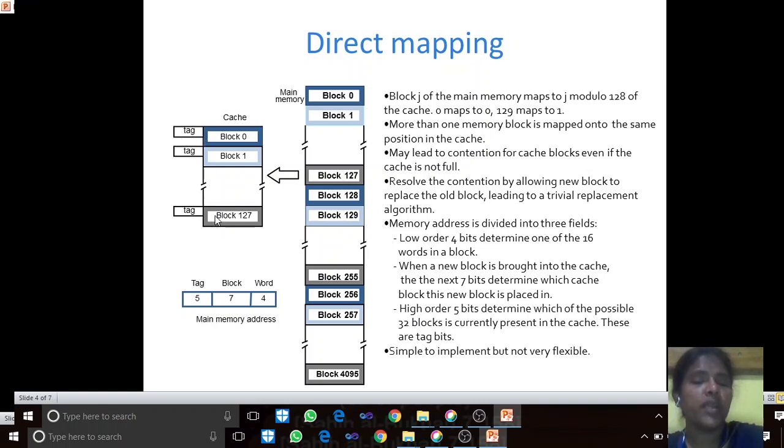So 128 divided by 2 is, so it is not 128. So it is the high order 5 bits, which is represented by 2 to the power 5, which is 32. So 32 blocks are currently present in the cache. These are the tag bits. Direct mapping is very simple to implement but not very flexible.